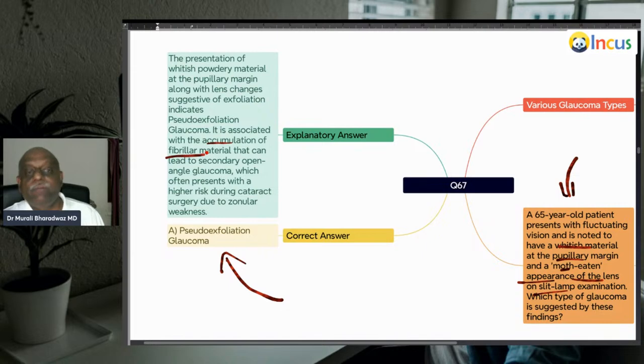There's an accumulation of fibrillar material that can lead to secondary open-angle glaucoma, which presents with a higher risk during cataract surgery due to zonular weakness.